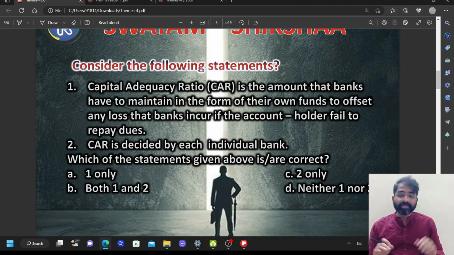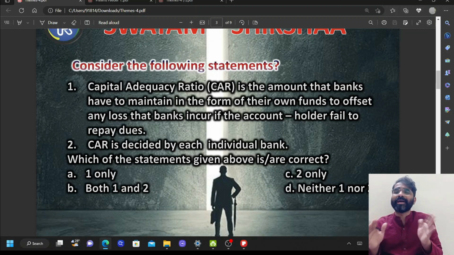Now there's one more question here. This was another UPSC question. It is related to the capital adequacy ratio specifically. It is the amount that banks have to maintain in the form of their own funds. Yes, it is not people's money. It's the banks' own funds. It can be in the tier 1 form or tier 2. The best capital is tier 1. In tier 1, what is there? We have discussed. Is CAR decided by each bank?